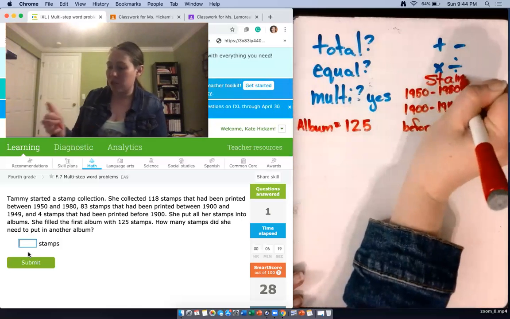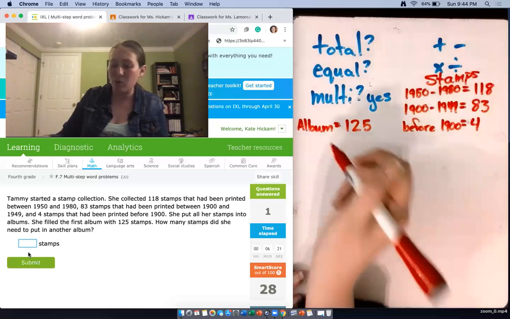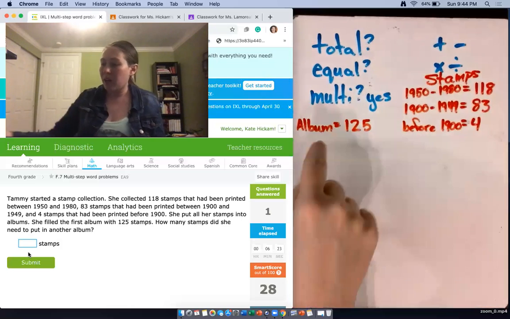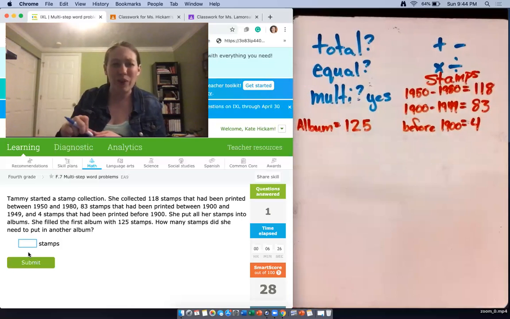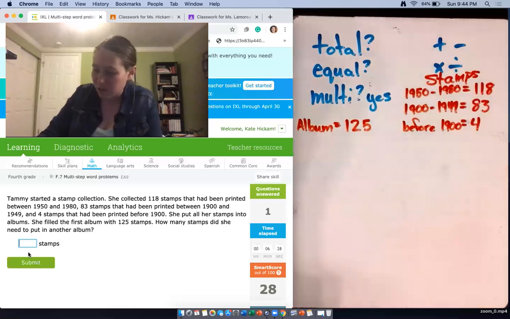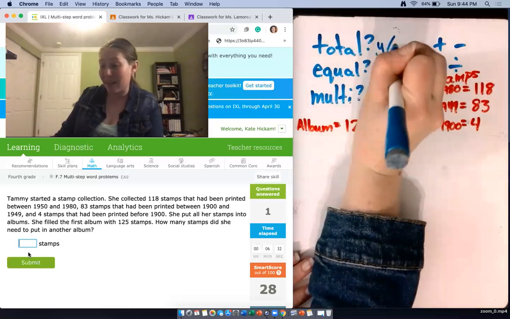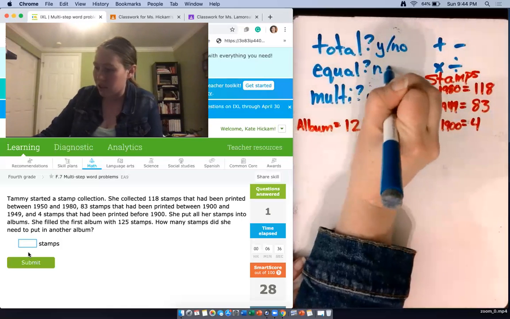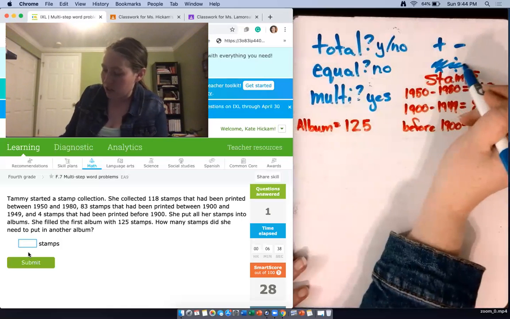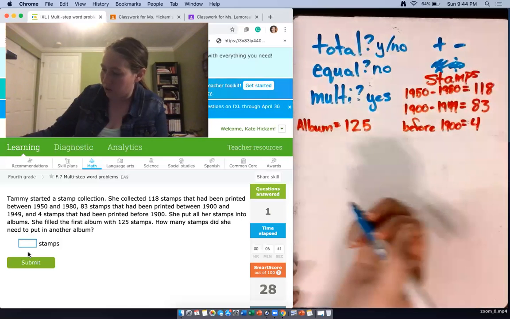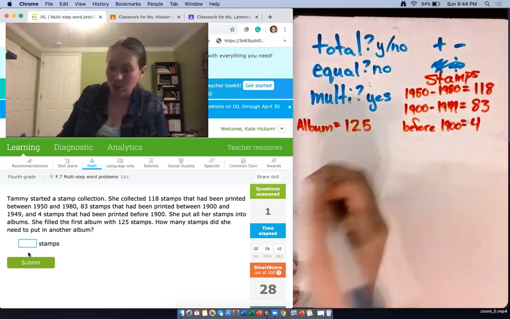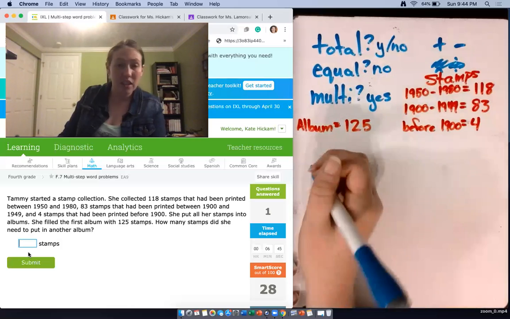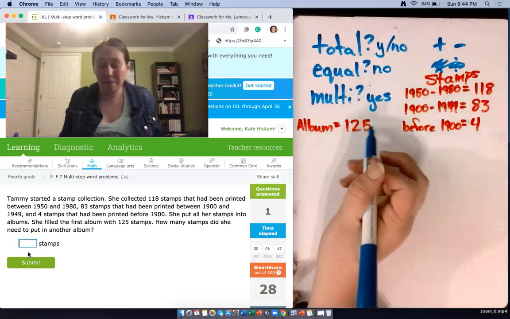And this is how much is in one album. So this is the total for one album, but we don't know how many she has total. Like, we don't know all the stamps. So yes and no. And they're definitely not equal groups. So once again, we can eliminate those two, and we're left with those. So we know that total, she has more than this because they didn't all fit into one album.